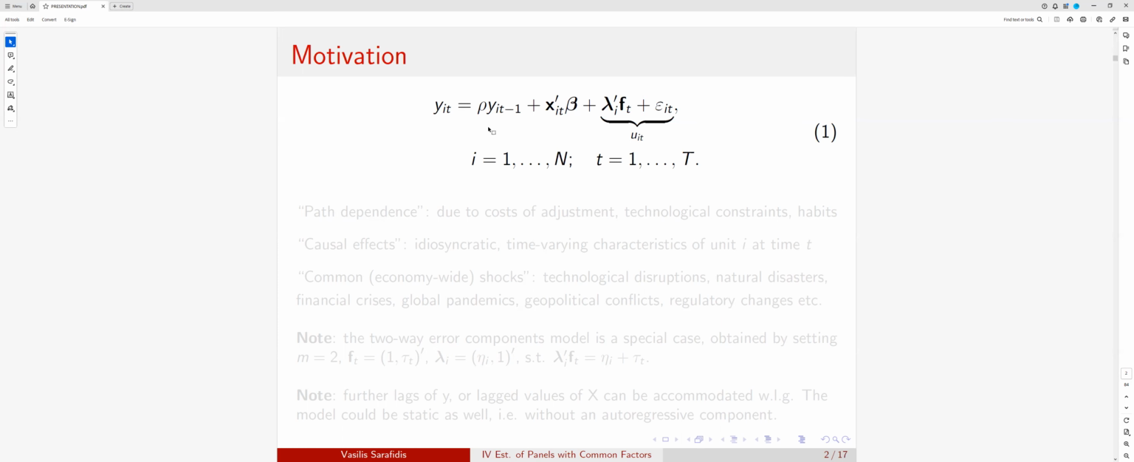On the right-hand side of the model, we have first of all an autoregressive component, that is the lagged value of y itself, which captures an essential feature in that economic behavior often depends on past own behavior. This phenomenon is known as state dependence or path dependence, and it is commonly attributed to things like costs of adjustment, uncertainty, technological constraints, habit formation, and so on.